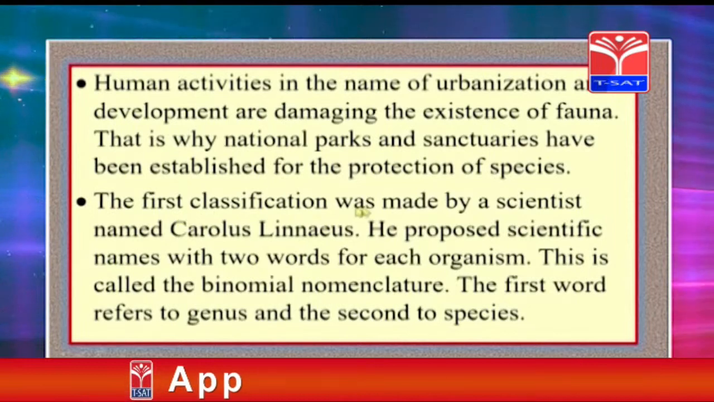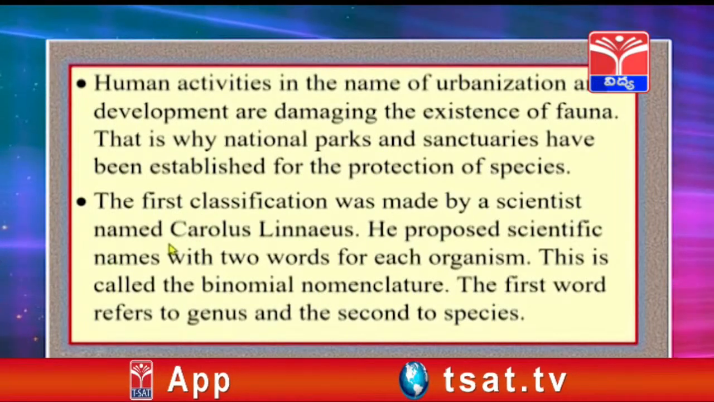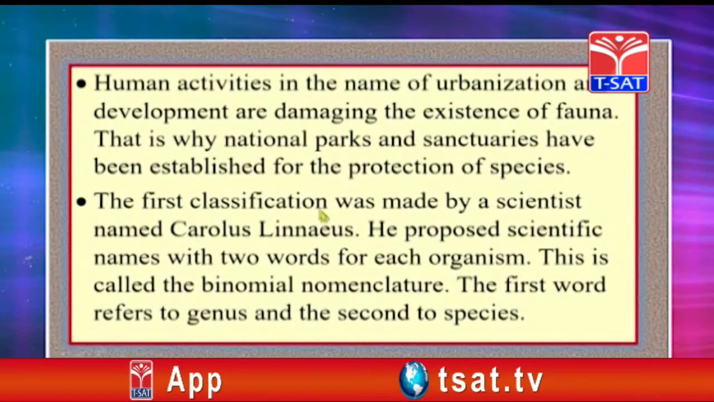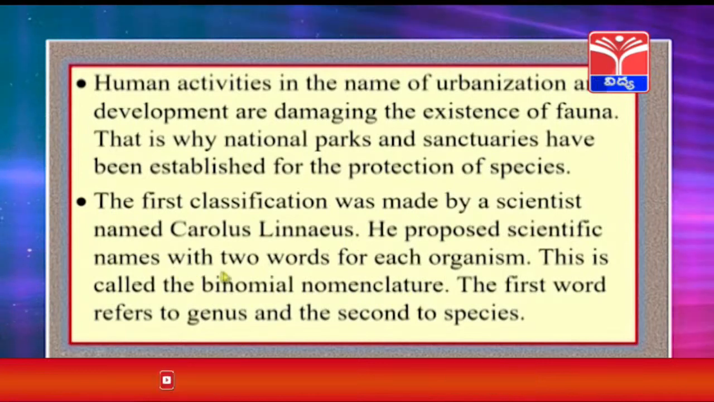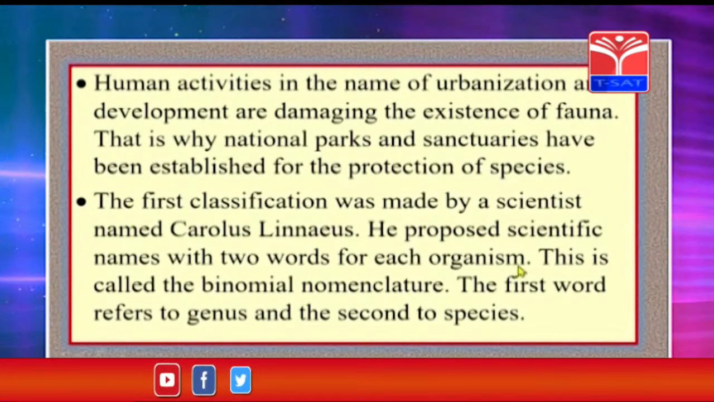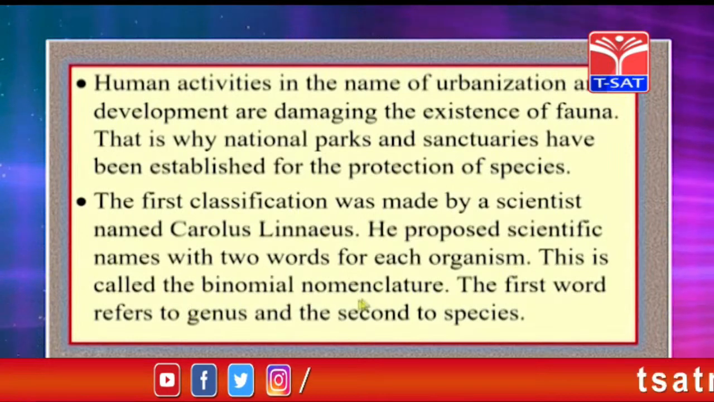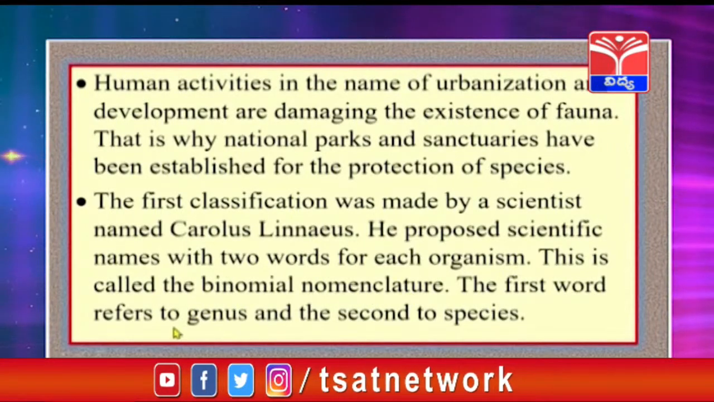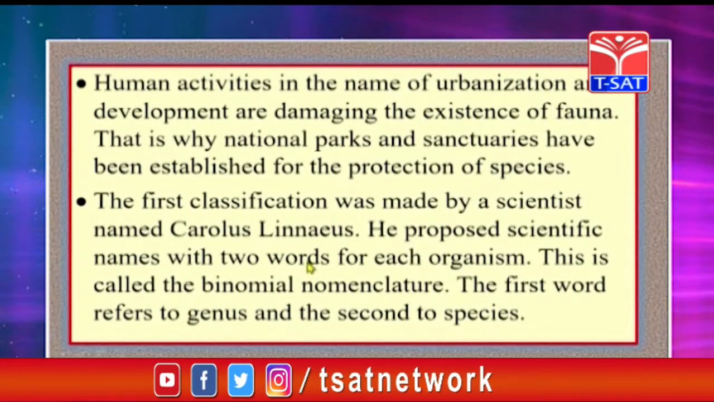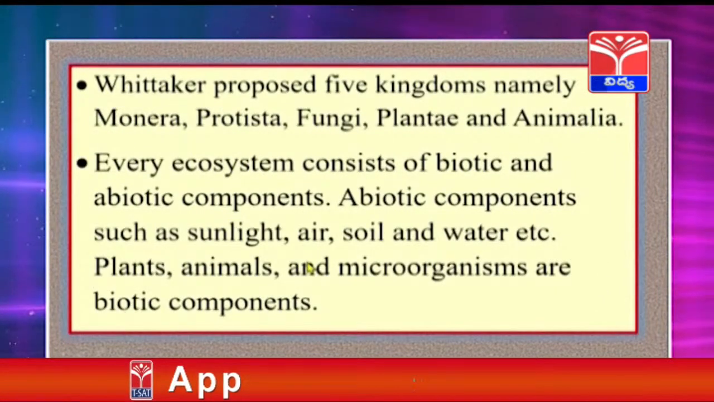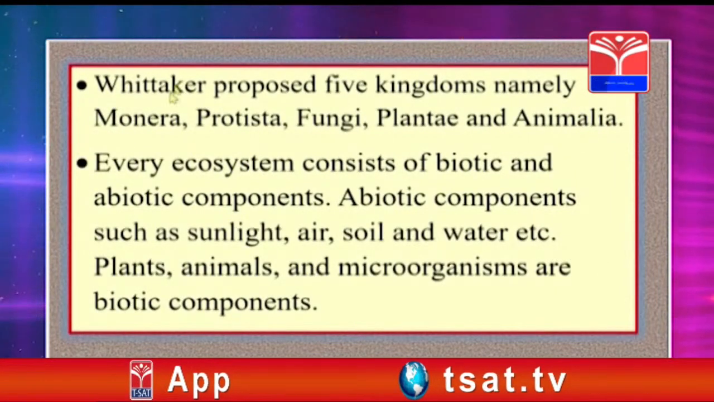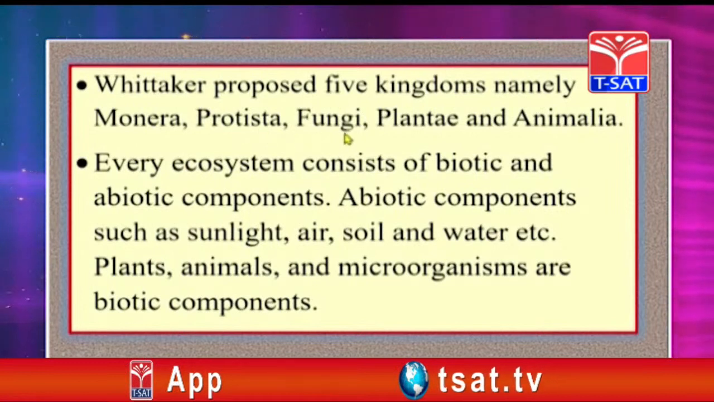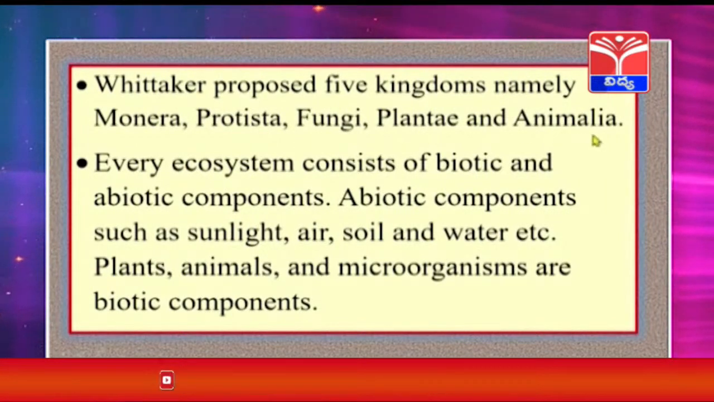The first classification was made by a scientist named Carolus Linnaeus. He proposed scientific names with 2 words for each organism. This is called binomial nomenclature. The first word refers to genus and the second to species. Whittaker proposed 5 kingdoms, namely Monera, Protista, Fungi, Plantae and Animalia.